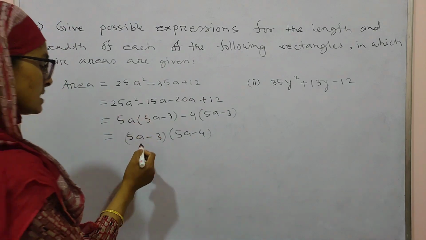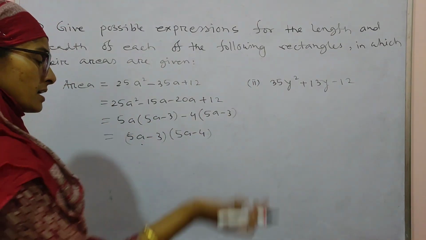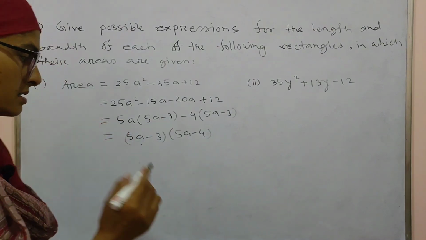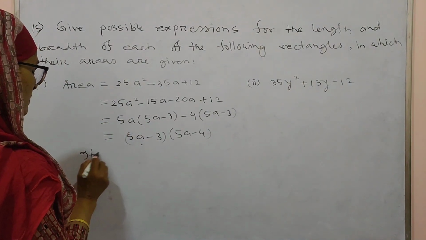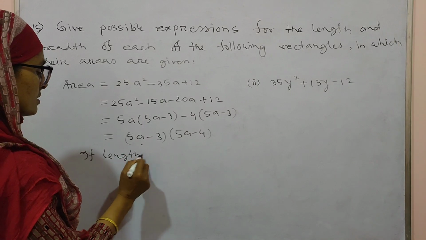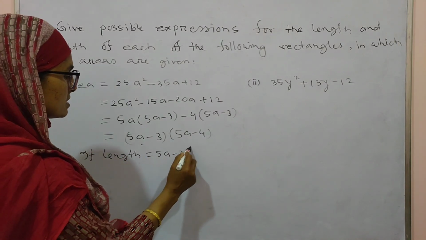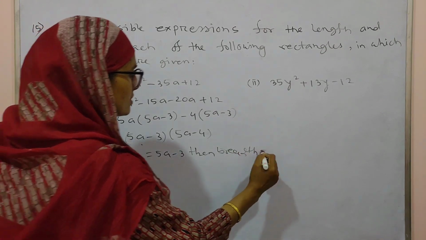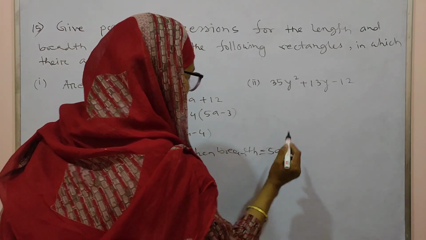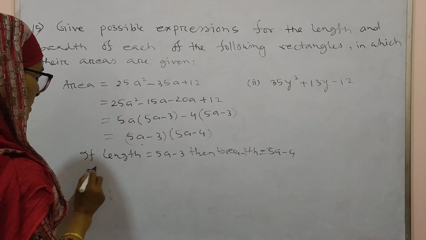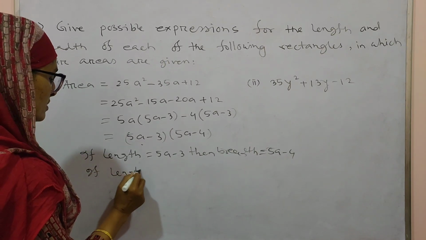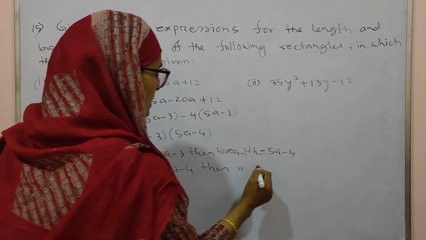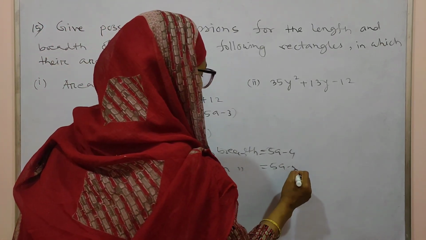So if length is this, then breadth is this. And if length is 5a minus 4, then breadth is 5a minus 3. So we have to write in this way: if length is 5a minus 3, then breadth is 5a minus 4. And again, if length is 5a minus 4, then breadth is 5a minus 3.